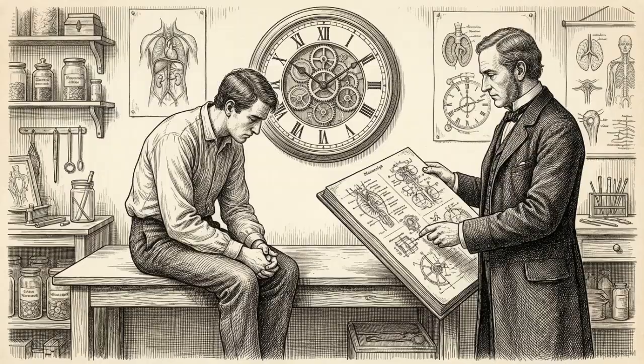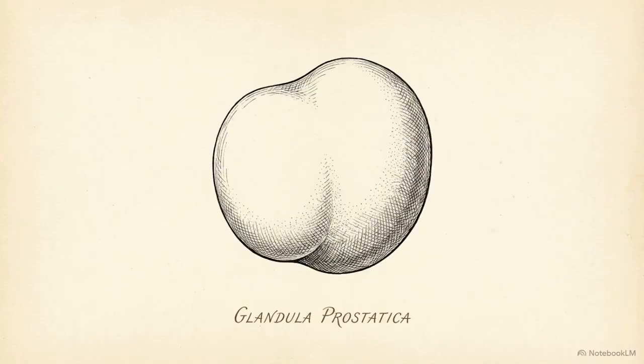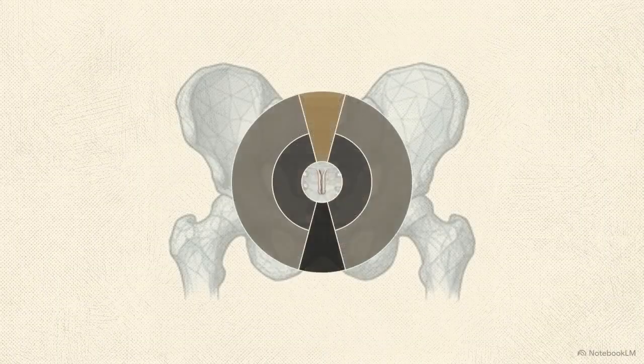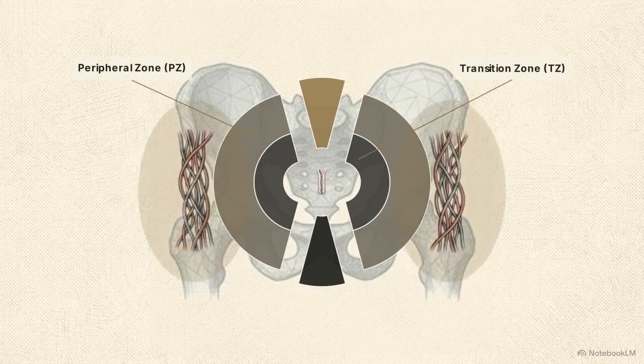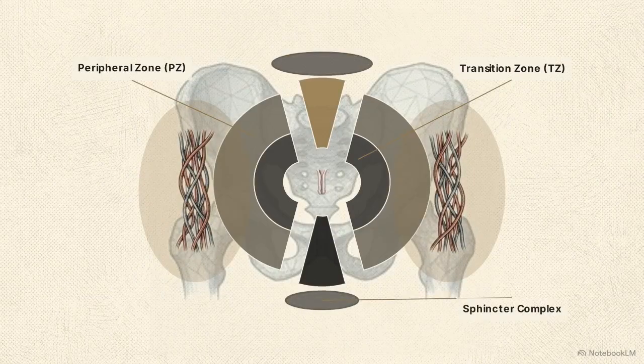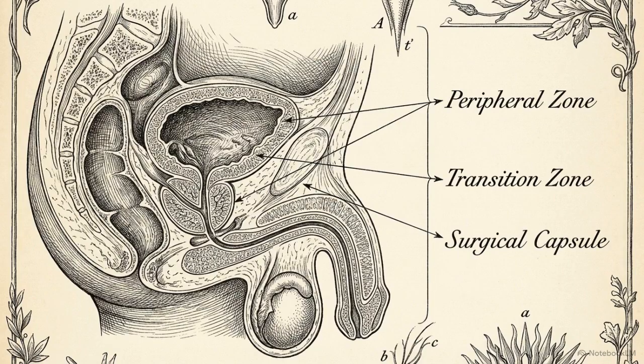The prostate is not a uniform block of tissue. It is a compartmentalized organ, bound tightly within a framework of nerves, vessels, and functional sphincters. Adhering to a standardized, precise anatomical lexicon is the bedrock of safe urologic surgery.